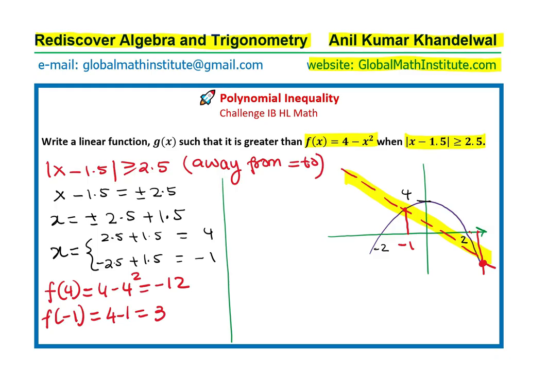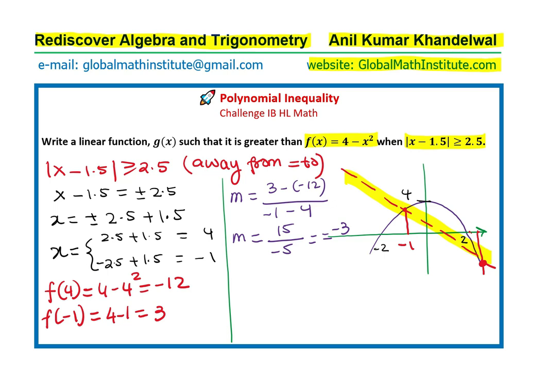So slope m will be what? Let's calculate the slope m now. m will be y2 minus y1 divided by x2 minus x1. So, 3 minus 12, sorry, 3 minus minus 12, divided by the x values, minus 1 minus 4, correct? So the m value is basically 3 plus 12, which is 15, over minus 5, and that gives you minus 3. So the slope is minus 3.